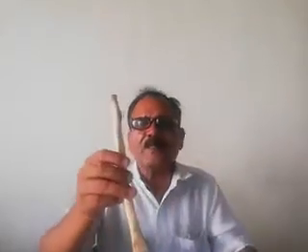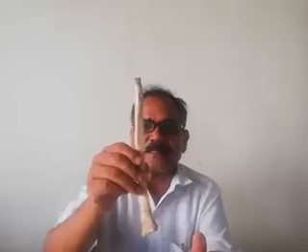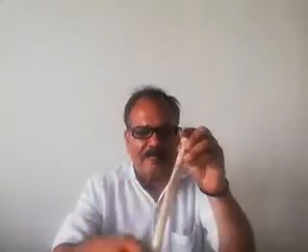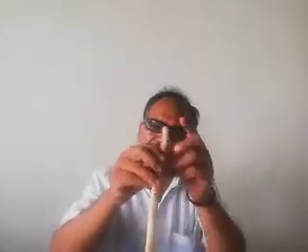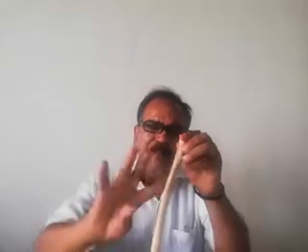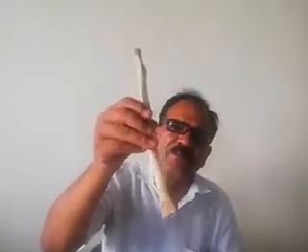So these are the surfaces and the borders of the radius. Again revise: interosseous border, anterior border and posterior border. Anterior surface, posterior surface and lateral surface. These are the surfaces of the radius.